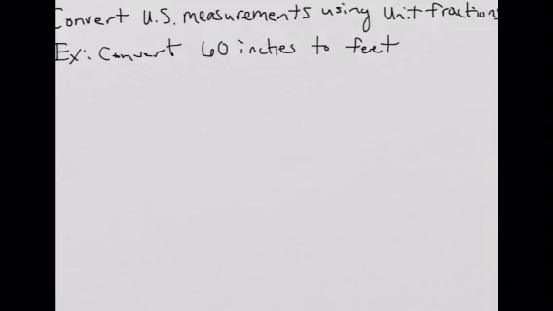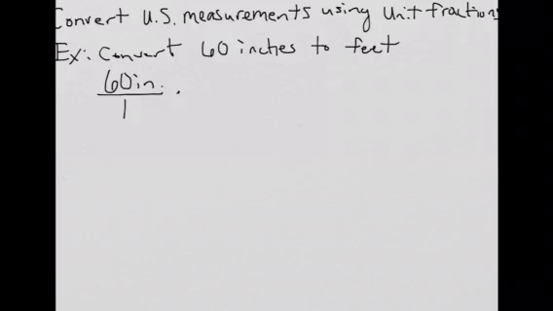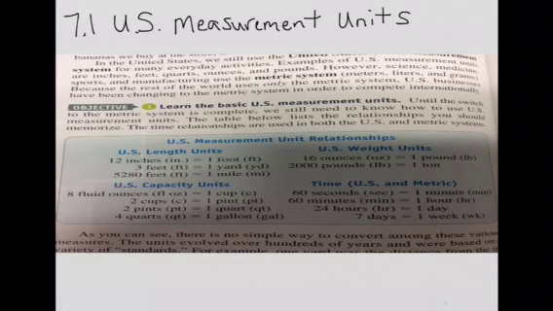First, we want to start with what's given to us. We're given 60 inches, so I want to start with that. Since we're dealing with fractions, it'd probably be more helpful to make it a fraction. Now you're going to multiply that by the unit fraction that deals with inches to feet. If we look at our chart, the one that deals with inches to feet is 12 inches is equal to 1 foot. So we're going to use that.